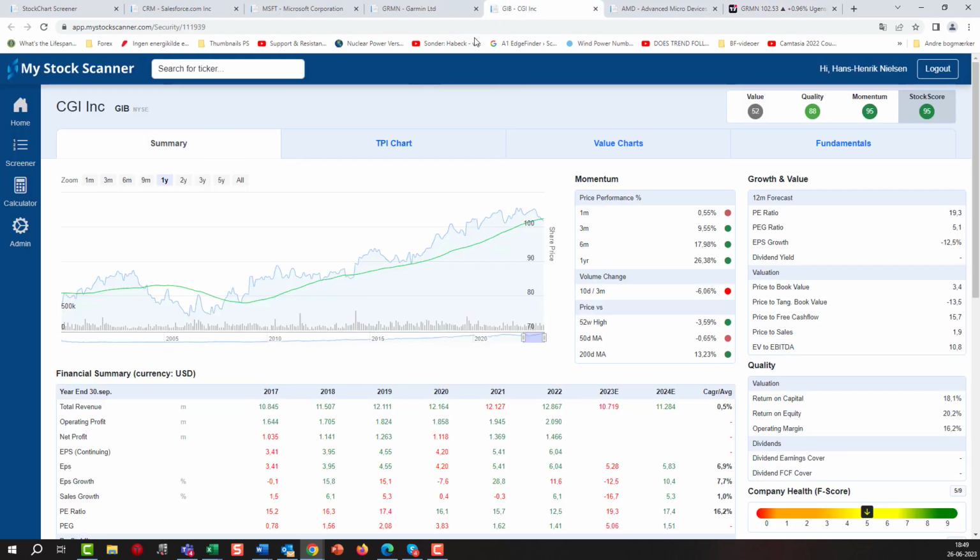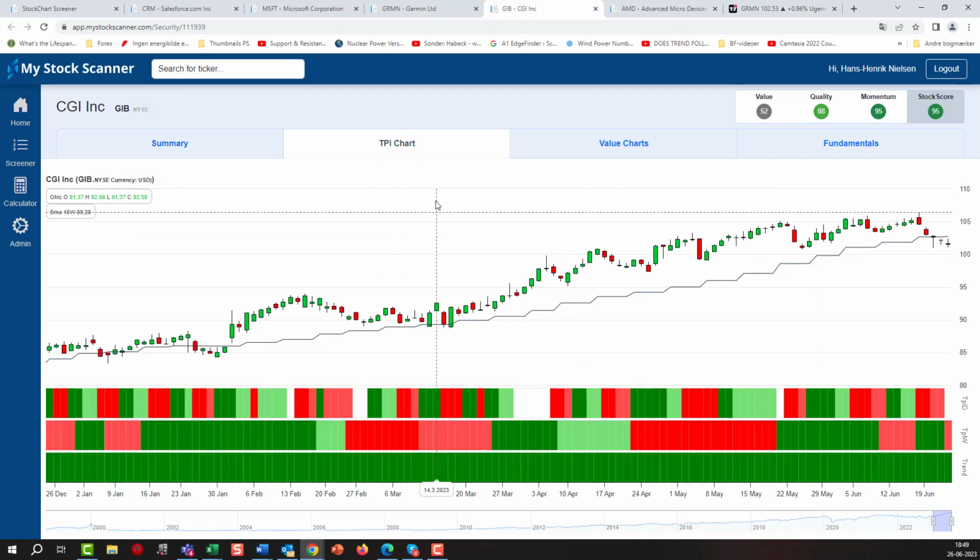All right, we have the GIB, CGI Inc., here with ticker symbol GIB. And looking at the TPI charts, we have a green trend. As with the others, we have the accumulation phase in the oversold, which indicates some potentially bullish movement in the future.